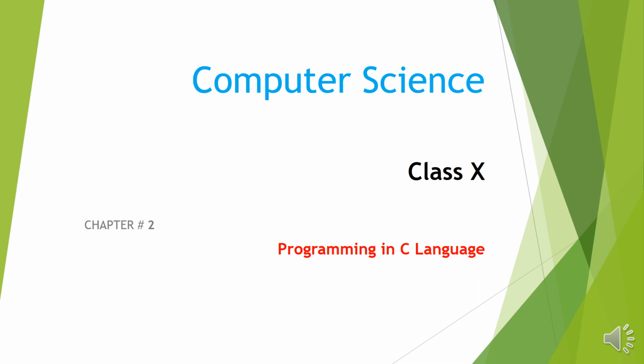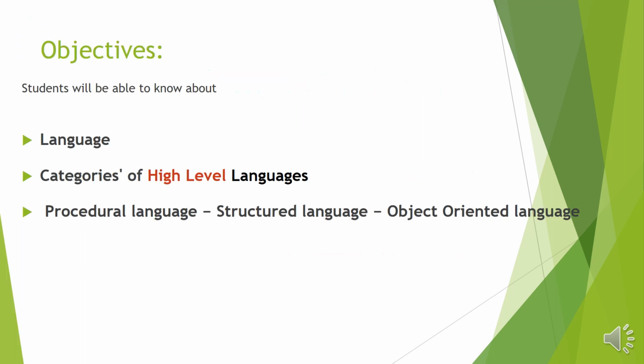Today we discuss again chapter number 2 of Computer Science, class 10. The name of the chapter is Programming in C language. In this tutorial, students, we will briefly explain the categories of high-level languages, for example, procedural language, structured language, and object-oriented languages.